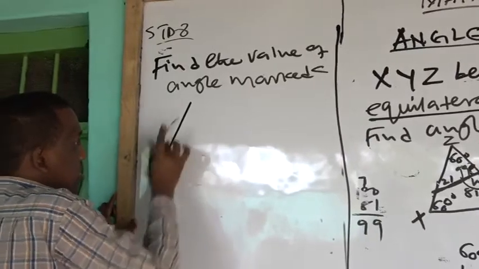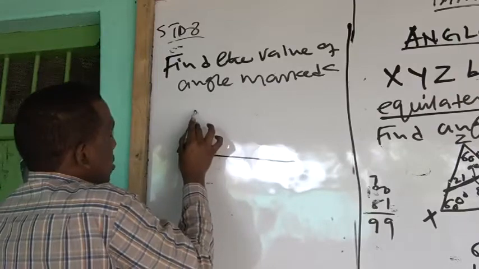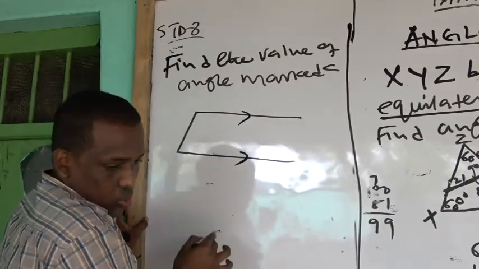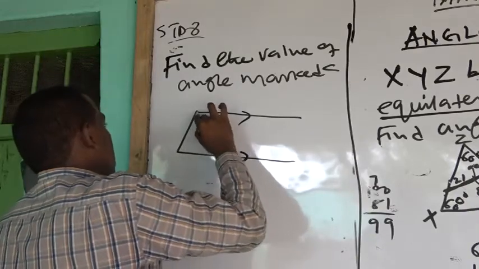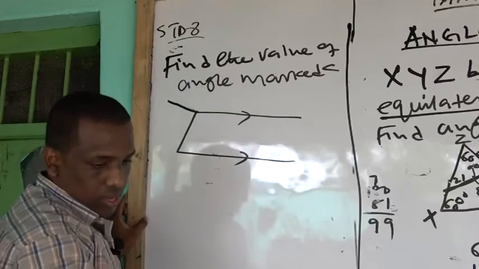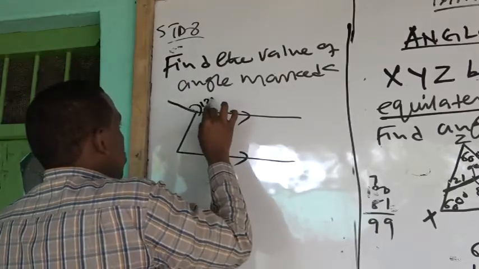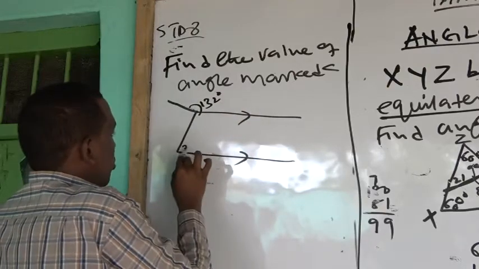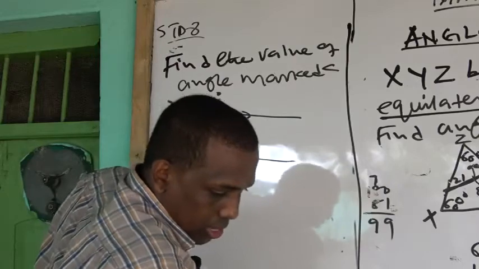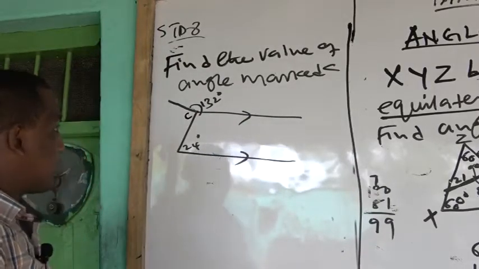Then here there is this now. This one is parallel to this one, and then you go like that. There's another line coming from there. Here is 132 degrees. Here is 24 degrees. Then you are told find angle marked C. C is here now. They want that angle.